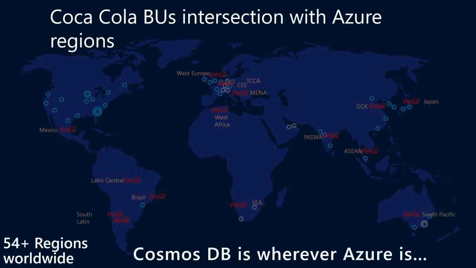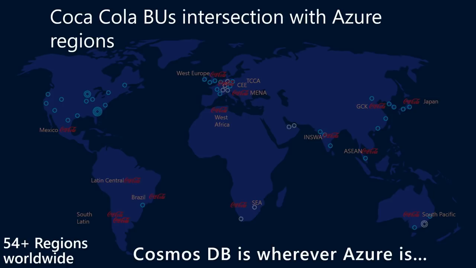Again, you might want to squint a little bit, but there are two parts here. There are circles which represent the location of Azure regions today. We have 54 plus regions today. And the Coca Cola symbols represent the regions where there are Coca Cola business units. What's really neat here is that wherever there is a business unit which Coca Cola has, there is either an Azure region right in the same province or within a 1,000-mile radius around the business unit.